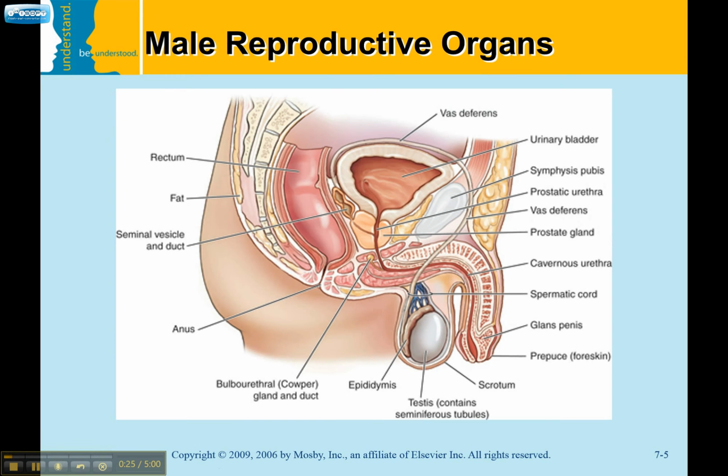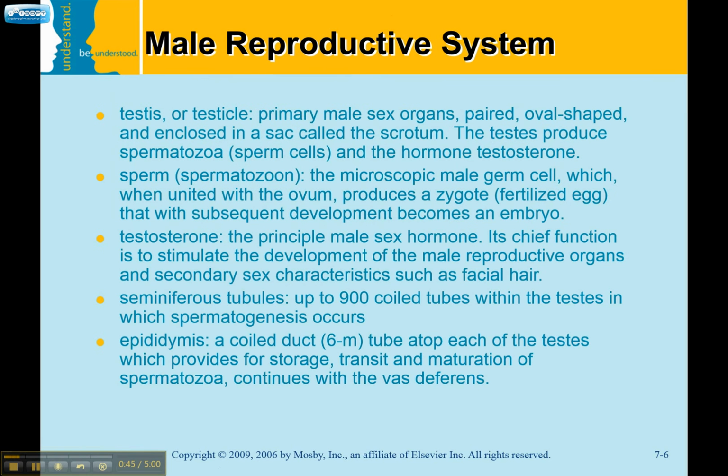So here we have the picture that can be found in your textbook on page 271. You will not be required to label anything for the quiz or the test, but just understand where the various parts are when we talk about things like the prostate gland and things like that. Know where it is in relation to the actual male reproductive structure.